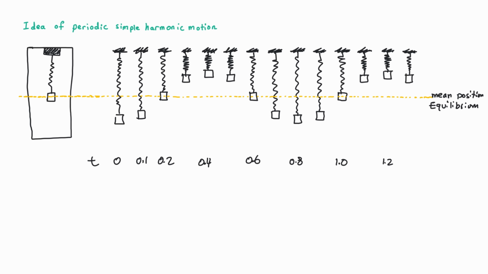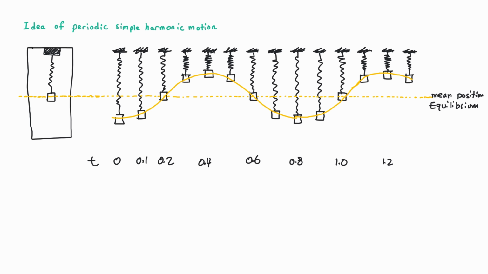If I were to draw the position of this over time, we can see that it follows a line which looks like a sinusoidal graph. It continues like this, and if you let it go, this pattern continues for a very long time.